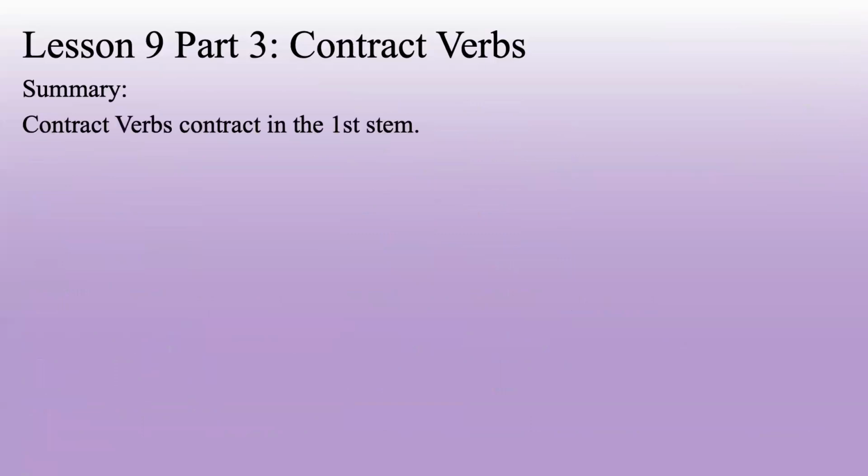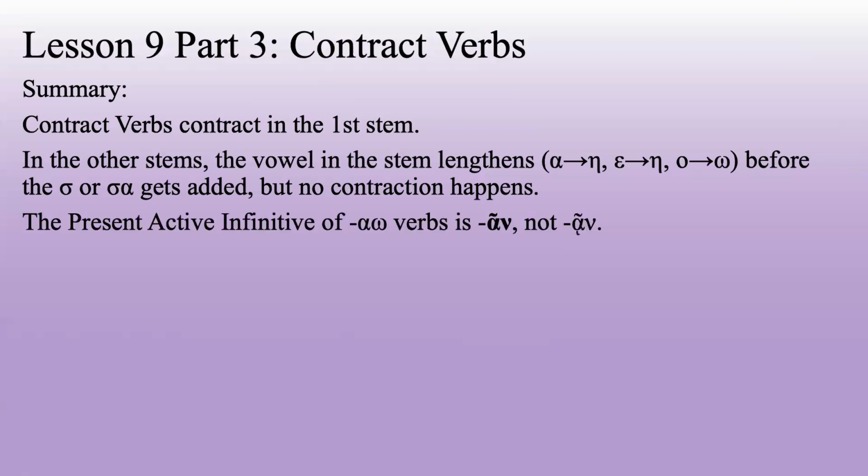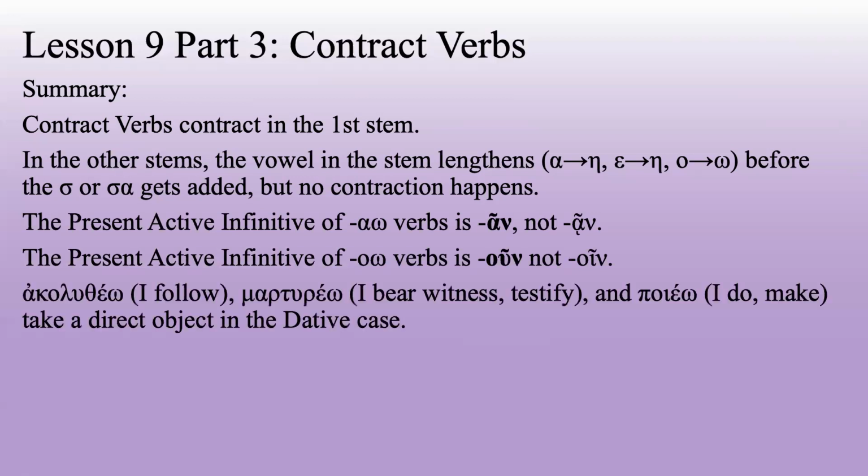So summary, contract verbs contract in the first stem. In the other stems, the vowel in the stem lengthens before the sigma gets added, but no contraction happens in those other stems. Present active infinitive of ao verbs is an. Present active indicative of ao verbs is un. Akalutheo, martireo, and poieo take a direct object in the dative case.